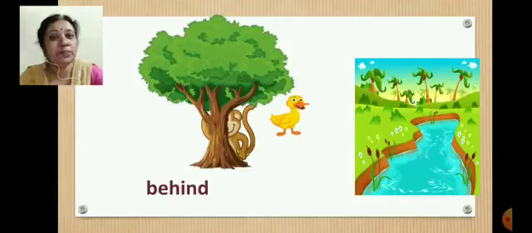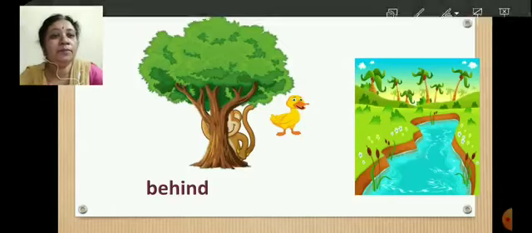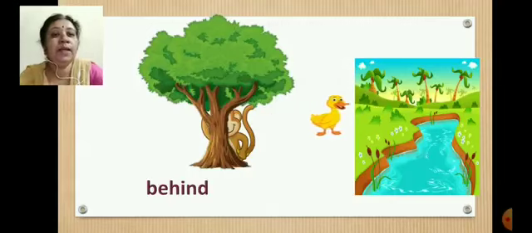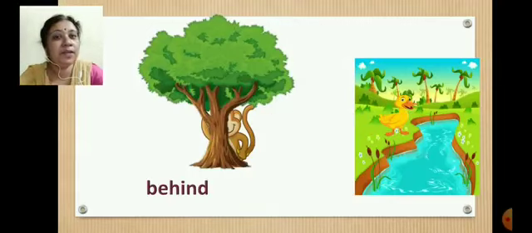Now see the next picture. Here a duck was very thirsty. It was searching for water. Then it saw one big lake. So the duck went near the lake. Where did the duck go? The duck went near the lake to drink water. Okay, so behind and near are position words or prepositions. Now we will move to the next slide.